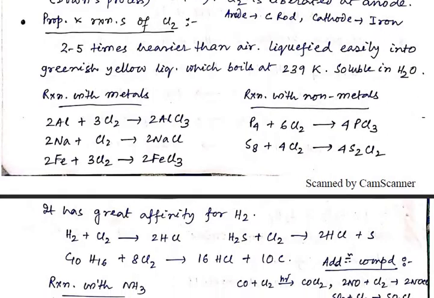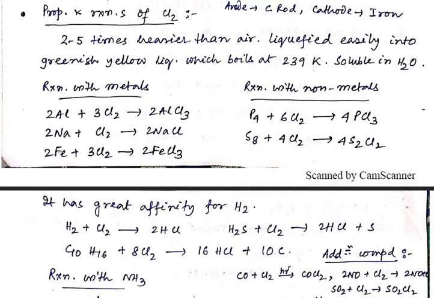So this is all about the synthetic procedure of Cl2 gas. Next we are going to the properties of Cl2 gas. Cl2 gas is 2.5 times heavier than air, and it can be liquefied easily into a greenish yellow liquid which boils at 239 Kelvin temperature, and Cl2 gas is soluble in water.